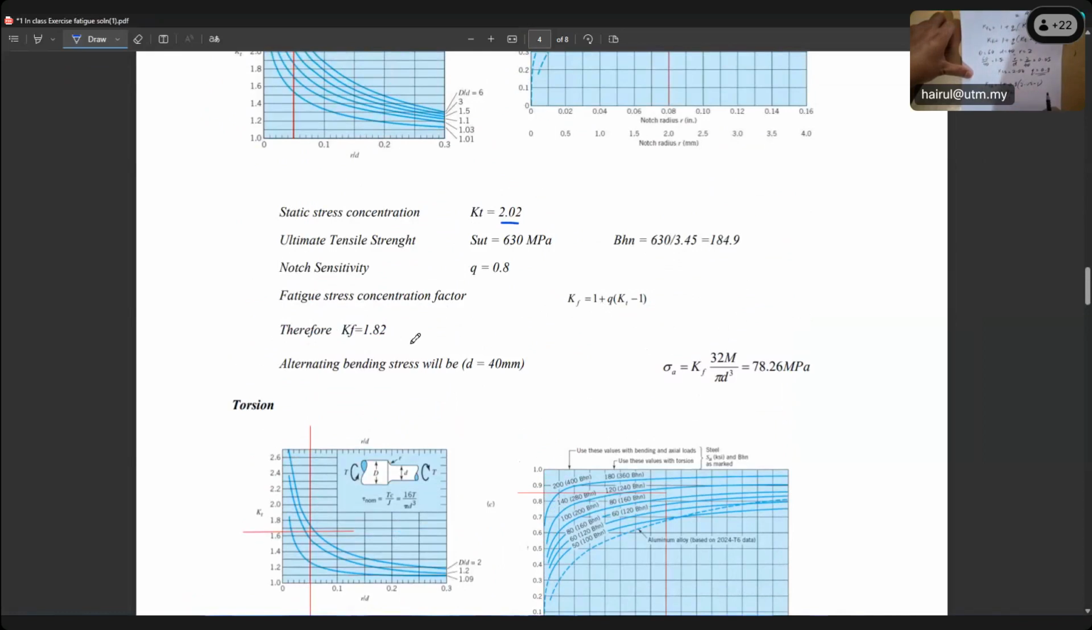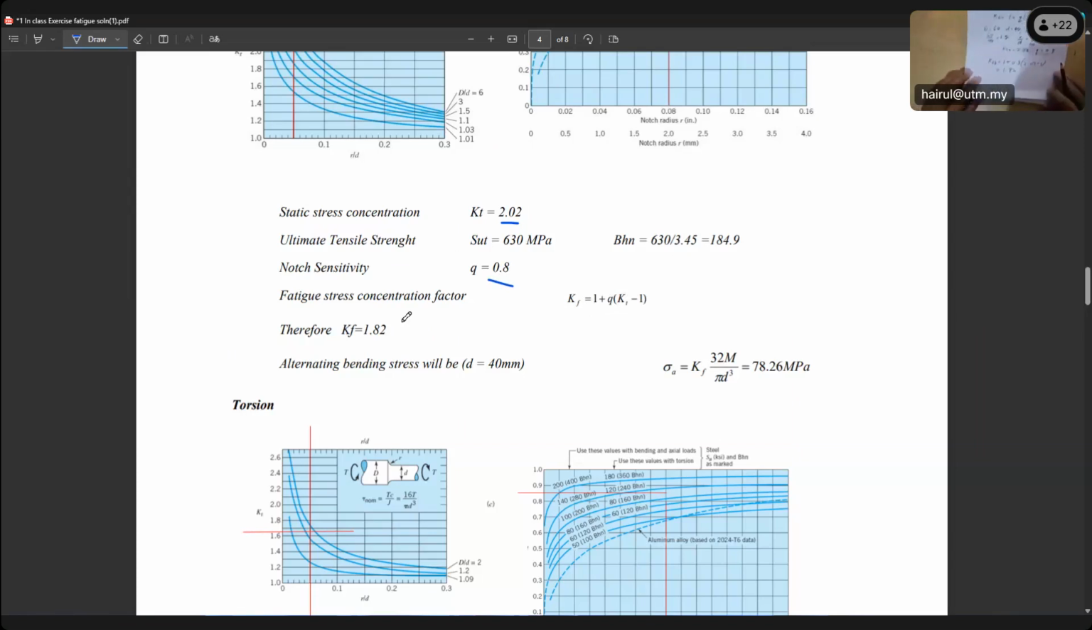Am I doing it right? Q is 0.8. Right? Class, can you see the sensitivity 0.8? Here. Class, are you with me or not? Class, 0.8. Right? Yes. You can also use BSN. Earlier I went straight with the 93.5 SUT, which is also possible. So you got your K. Since KF bending is 1 plus Q times KT minus 1, you got KF 1.82.